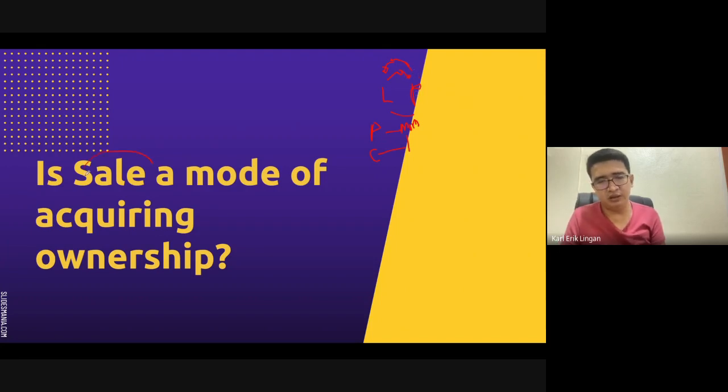Sale only creates an obligation on the seller to transfer and deliver the property. Yan lang ang ginagawa ng sale. It creates an obligation on the part of the seller to transfer and deliver. But it is the delivery that transmits or transfers ownership from the seller to the buyer. Okay, it's the delivery.